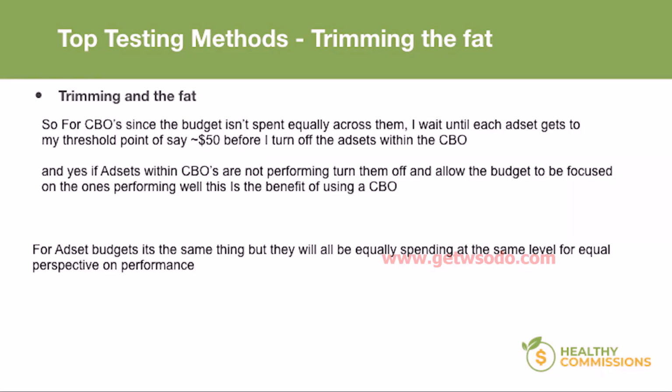So for ad set budgets, it's basically the same thing, but since they're all equally spending at the same level, you get an equal perspective on performance, right? So you don't have to wait till they all reach $50, which might be a couple days later, for example, in a CBO, because on ad set budgets, they will all hit the same spending threshold. Like they will all be spending the same every day.